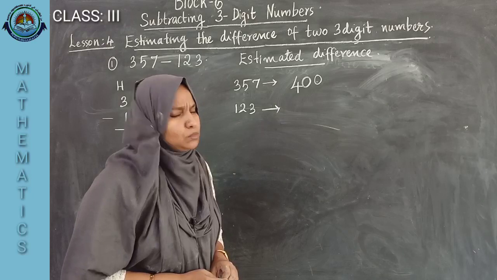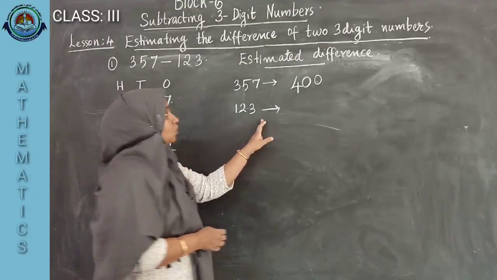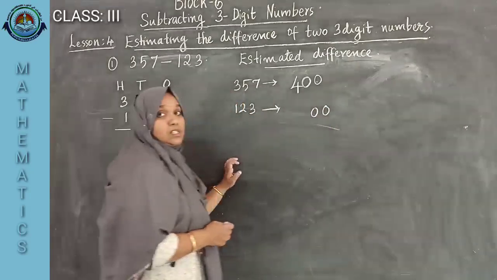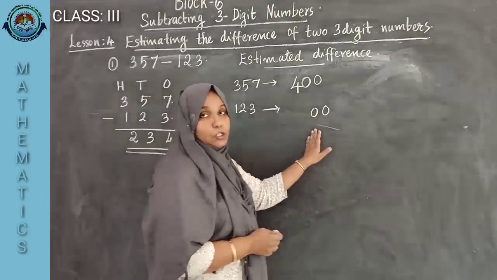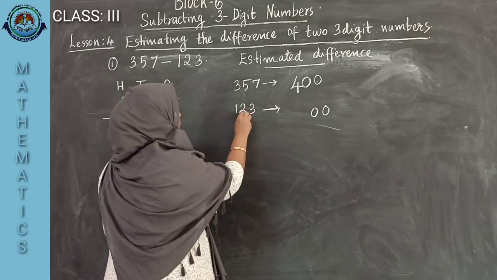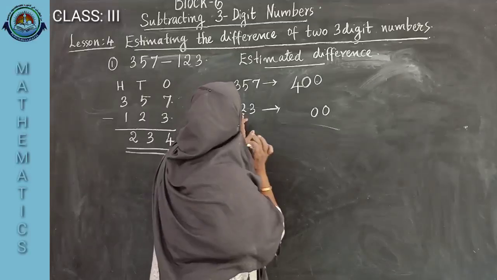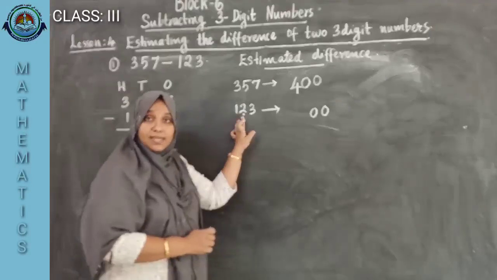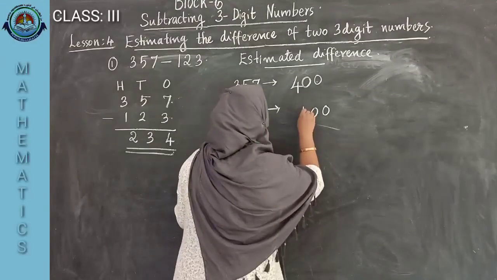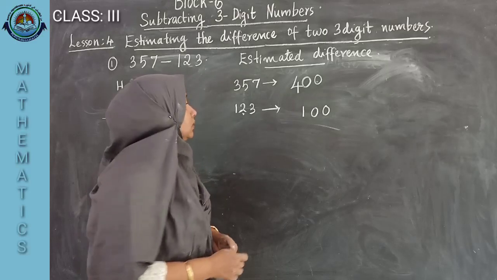Any doubts? No. Then 123 on rounding off, the last two digits become zeros. Check the digit at the tens place, and this is 2. 2 is less than 5, so no need to add 1 to this number, and we get the number 100.